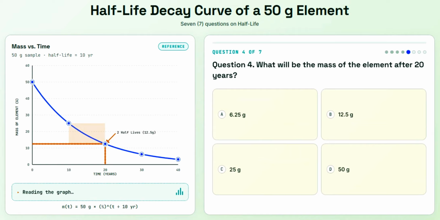Question 4. What will be the mass of the element after 20 years? 20 years represents exactly 2 half-life cycles. The mass halves once from 50 to 25 grams during the first decade, and halves again from 25 down to 12.5 grams during the second decade. Tracing the coordinate marker at 20 years on the curve confirms that 12.5 grams remain, making B the correct choice.